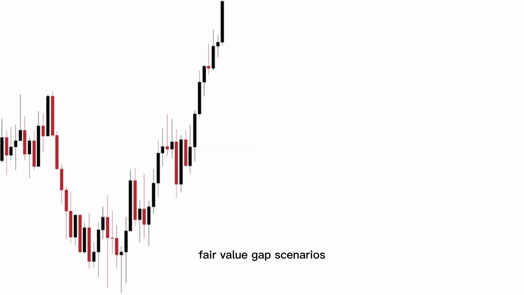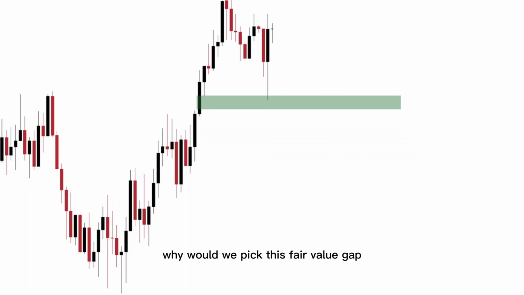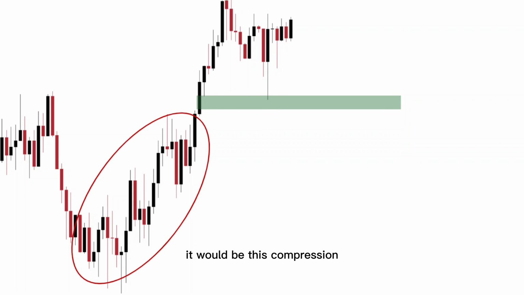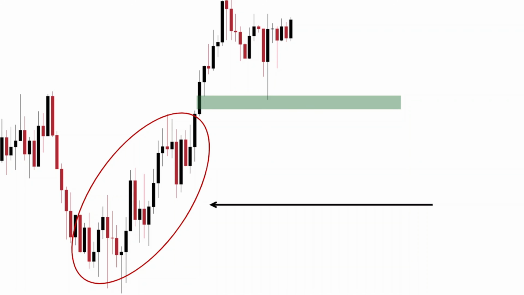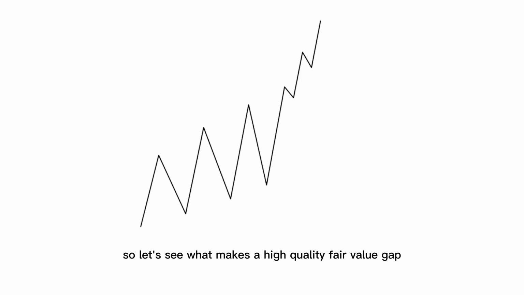So let's go over high probability fair value gap scenarios. So in this case, we're going to pick this fair value gap. Why would we pick this fair value gap? Because in my experience, fair value gaps work the best when they happen post a compression or a stop hunt. In this case, it would be this compression. So let's see what makes a high quality fair value gap.